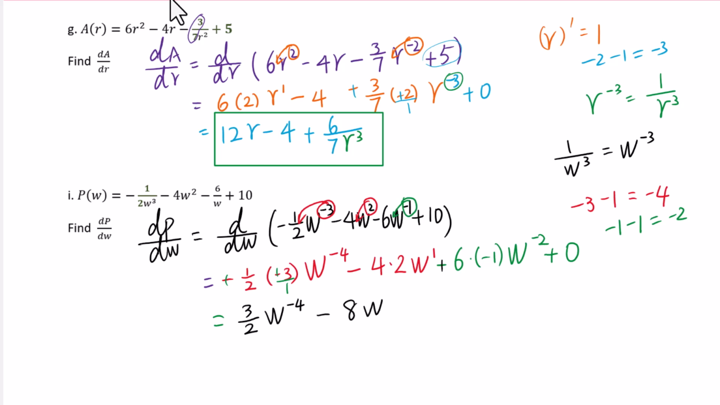Negative negative is a positive: plus 6w to the negative second power. We will change negative exponents into positive exponents. So we get 3 over 2 w to the fourth power minus 8w plus 6 over w squared.